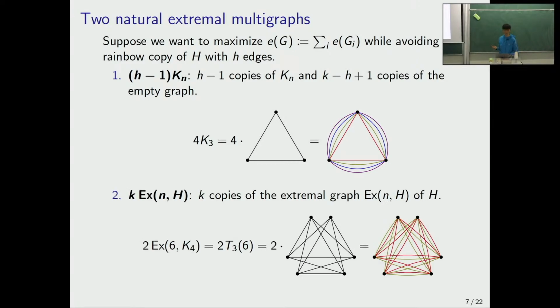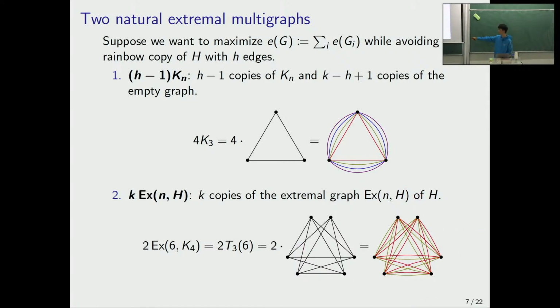And the second one is k times the extremal graph of H of order n. So it consists of k copies of the extremal graph of H. So for example, if we assume H is K4, then the extremal graph of K4 of order 6 would be the Turán graph T(3,6), which is this. So if we draw an image of these k times the extremal graph of K4 of order 6, it will become like this.